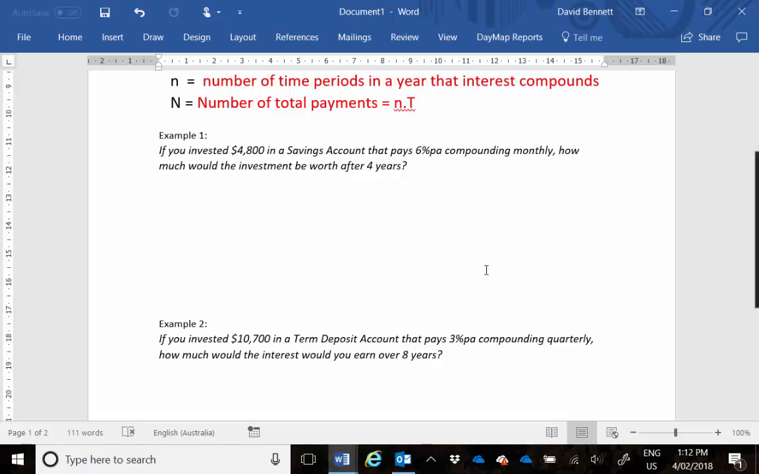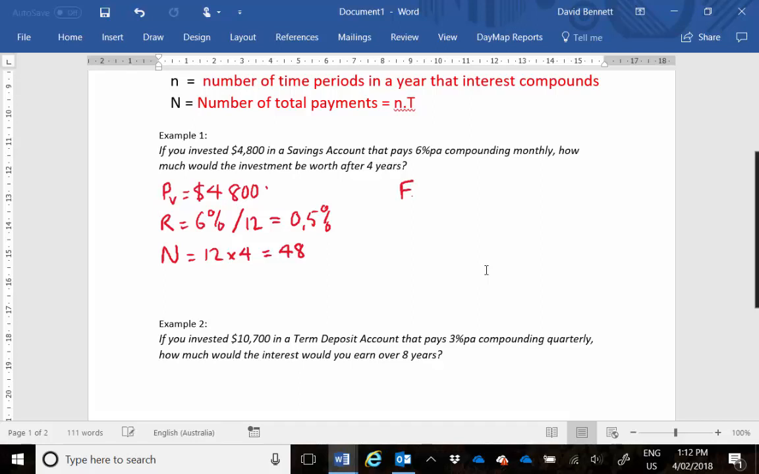So let's list down some information here. We've got our present value, which is equal to $4,800. Our rate of interest, which is equal to 6% per annum, divide that by 12 because it's 12 payments per year, which is equal to 0.5%. And then the number of payments, N, is equal to 12 payments per year times 4, which is going to be 48 payments.